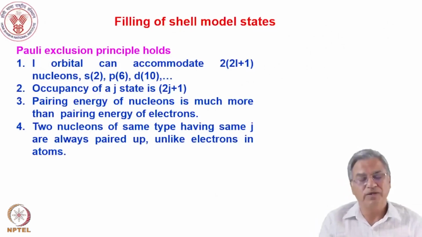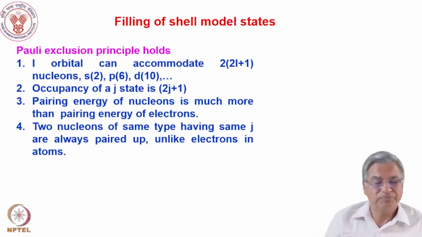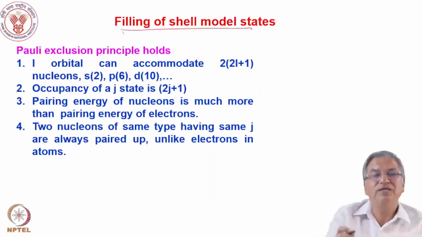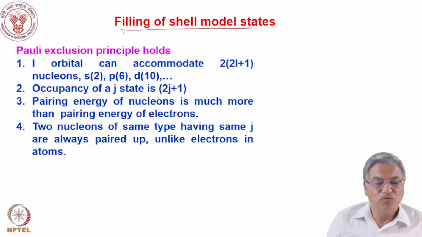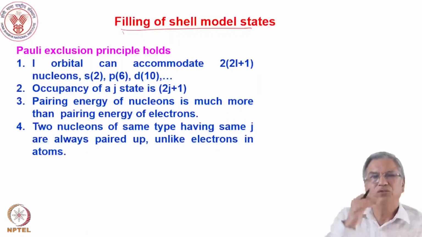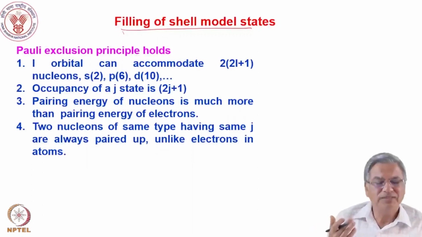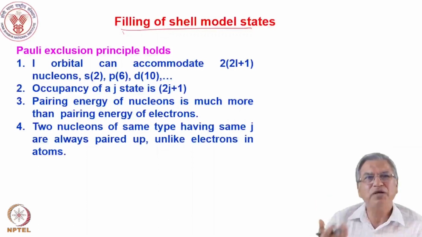And now we will fill the shell model states in the presence of spin orbit coupling. Let us see how we start filling the spin orbit coupled states. First thing is that we follow the Pauli exclusion principle. That means no two nucleons will have the same quantum numbers. But the main point is that the filling of electrons in atoms and the filling of nucleons in the nucleus is quite different.